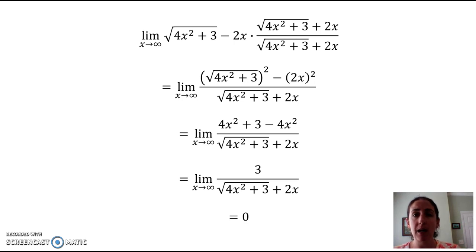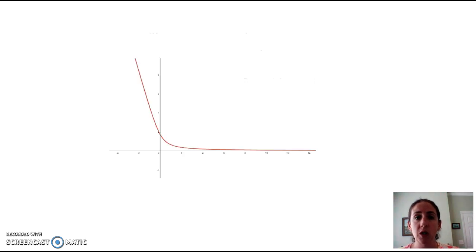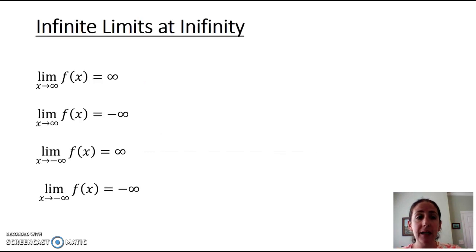Now, because the limit as x approaches infinity of f of x gave us a finite value, 0 here, that tells us graphically that we're going to have a horizontal asymptote at the horizontal line y equals 0. So let's look at the graph of this function. And what do you notice? As x is increasing without bound, it looks like it's leveling off at that horizontal line y equals 0, which is the x-axis.